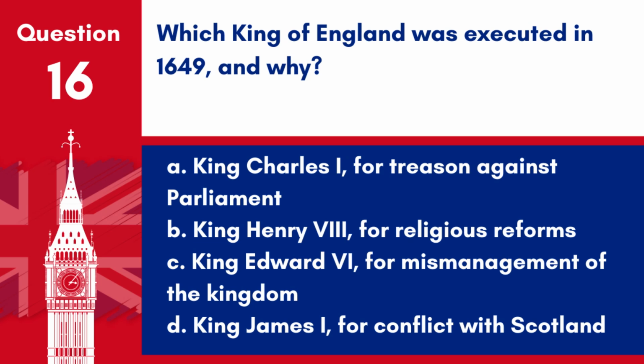Question 16. Which King of England was executed in 1649, and why? A. King Charles I for treason against Parliament. B. King Henry VIII for religious reforms. C. King Edward VI for mismanagement of the kingdom. D. King James I for conflict with Scotland. Answer: A. King Charles I for treason against Parliament. King Charles I was executed in 1649 for treason, marking a pivotal moment in the English Civil War and the temporary abolition of the monarchy.